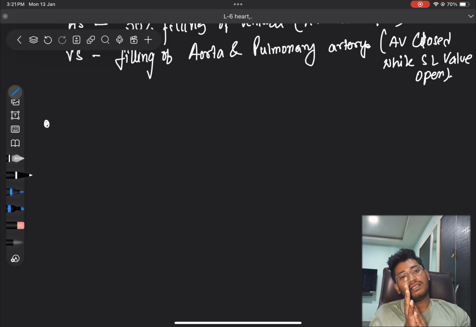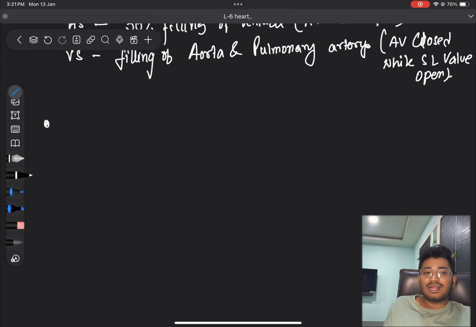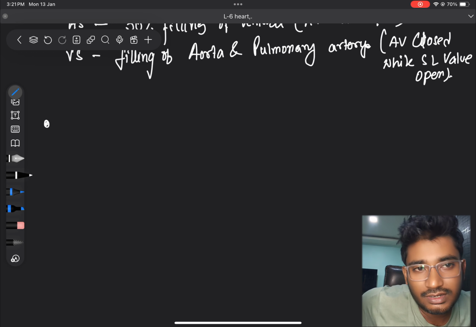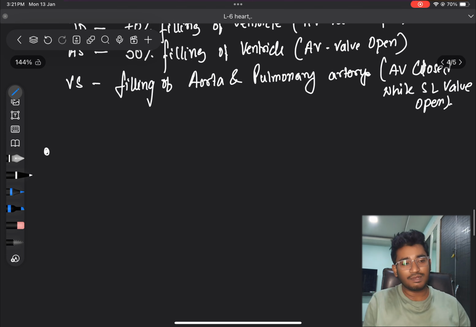Okay. So if a question arises, which arteries contain valves? Generally arteries do not contain valves, veins contain valves. So if there is a question which arteries may contain valves, you can answer the pulmonary arteries, because they consist of the semilunar valves.